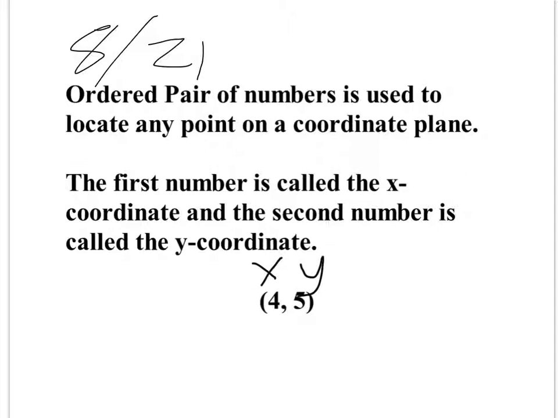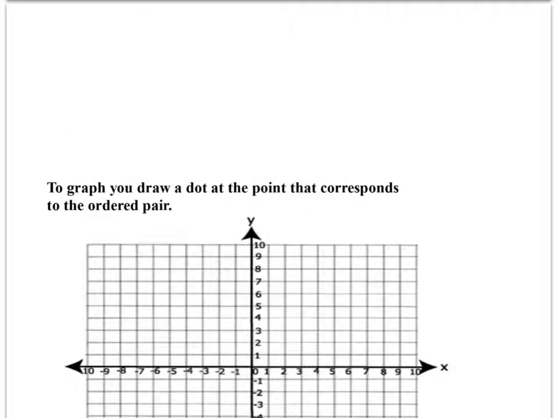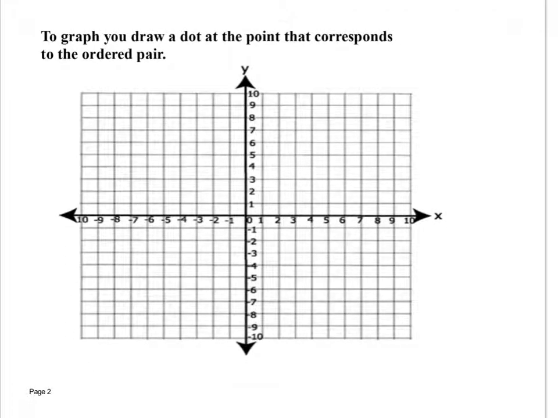5 is our y coordinate. Easy enough. They are always in parentheses, and there's a comma separating them, so you can know the difference. Alright, so you need to write this down. And then in a second I will give you some points to graph.